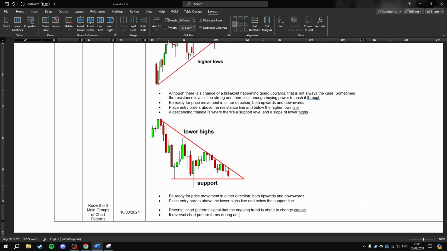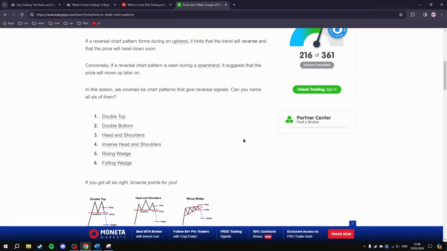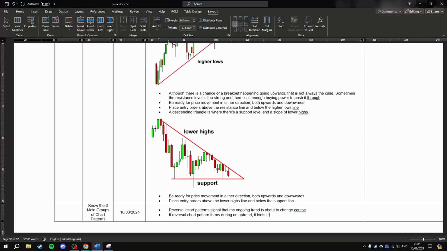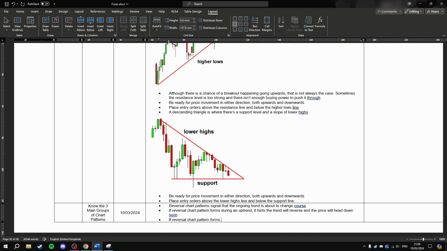If a reversal chart pattern forms during an uptrend, it hints the trend will reverse and the price will head down soon. If a reversal chart pattern forms during a downtrend, it hints the trend will reverse and the price will head up soon.